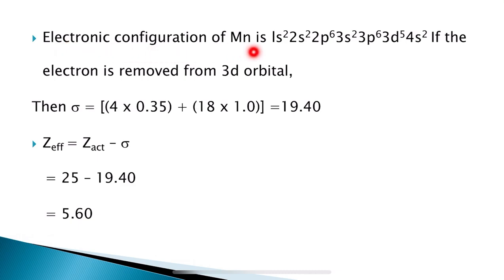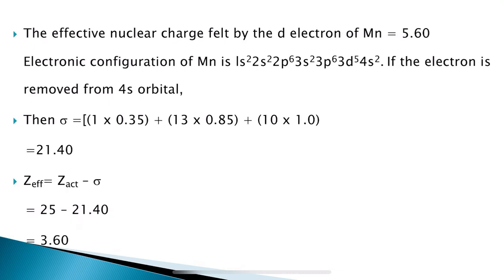The electronic configuration of manganese is 1s2, 2s2, 2p6, 3s2, 3p6, 3d5, 4s2. If the electron is removed from the 3d orbital, then the effective nuclear charge felt by the outermost electron of this manganese will be, with Z actual equal to 25 and the screening constant equal to 19.40, an effective nuclear charge of 5.60.